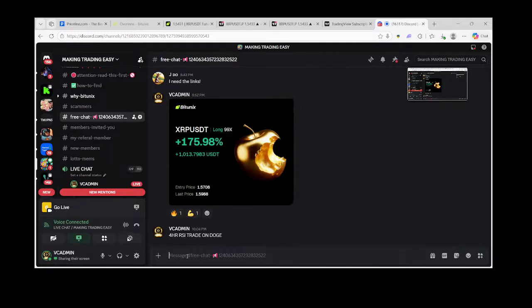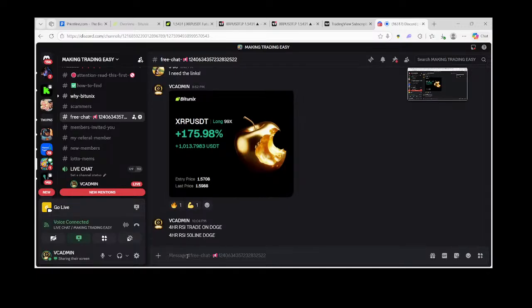The second thing is that if it breaks, you can type in here, 4-hour RSI 50 line, Doge. What that means is the RSI broke the 50 line on Doge, right? Everyone can go in and look, which means what? That means we're going to enter a trade at that time on the 15-minute moon. If it's blue, then we're going to wait for the 15-minute green moon.